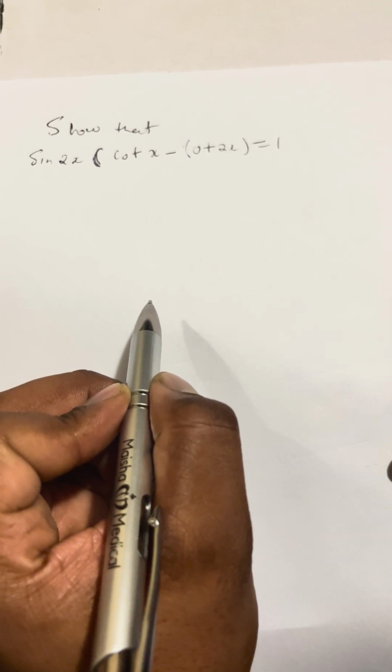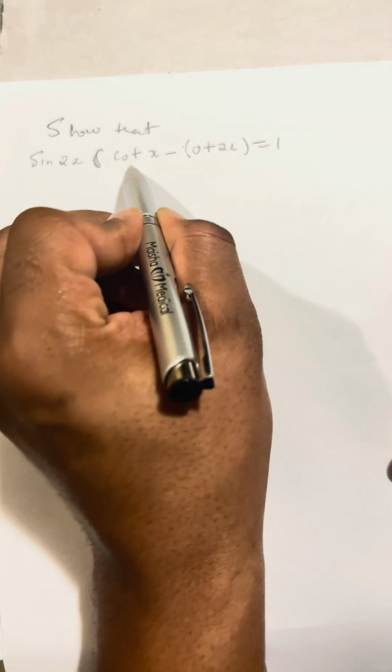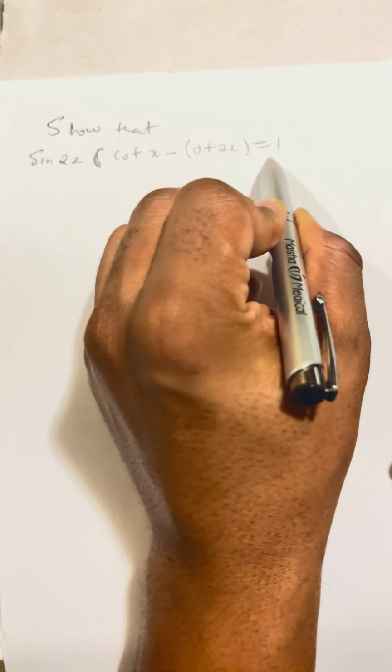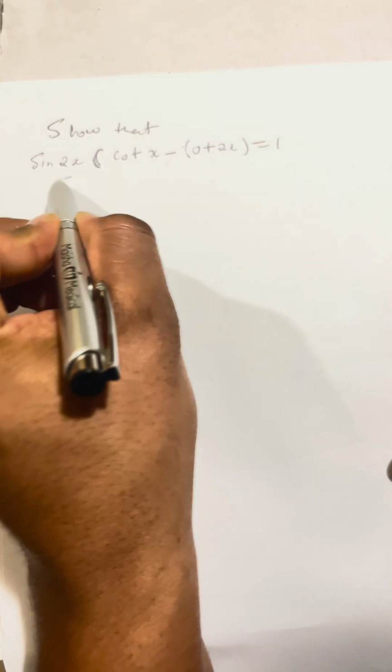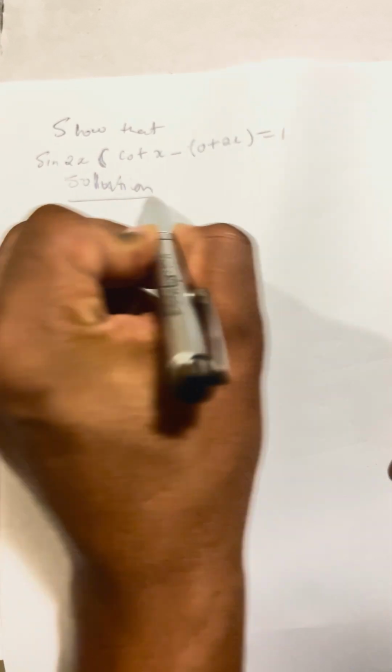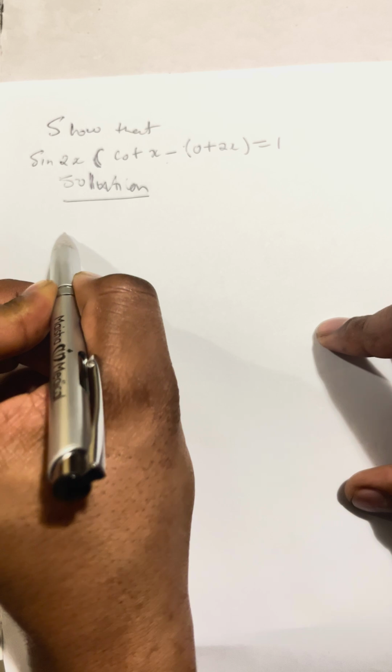Show that sine 2x (cot x minus cot 2x) is equal to 1. Now, let's go to the solution.